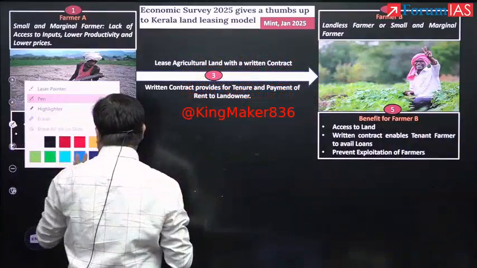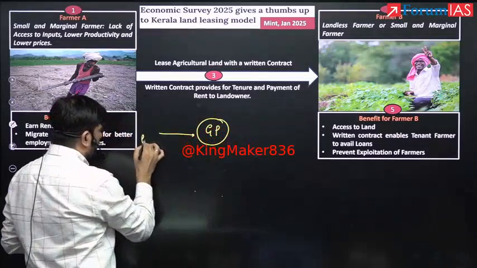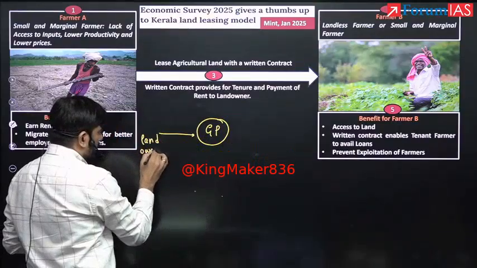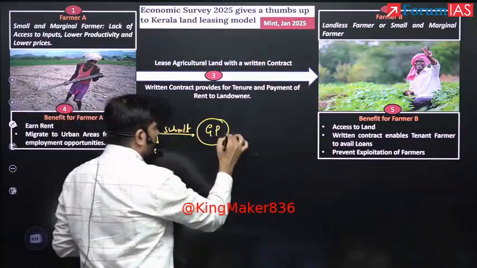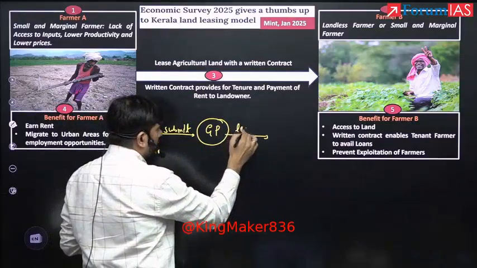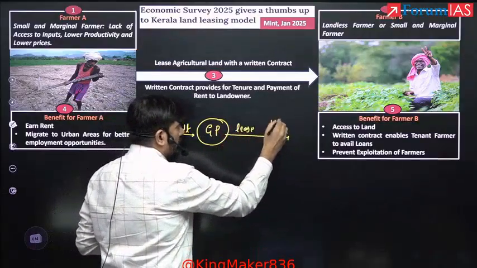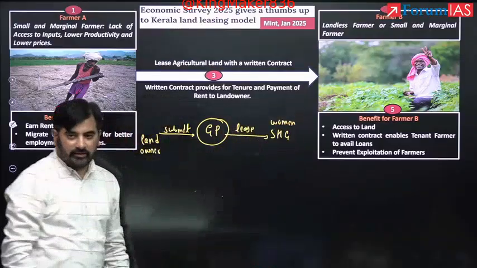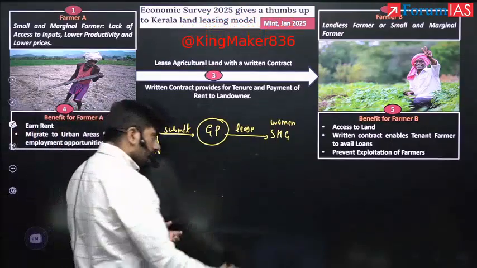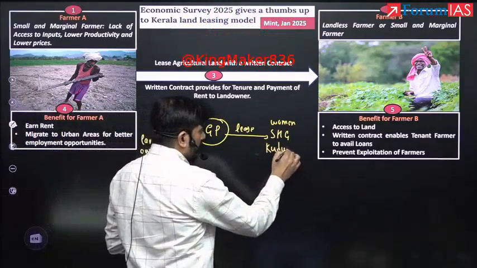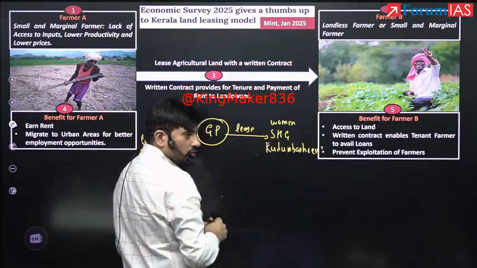You have Gram Panchayat, you have land owners. They submit their papers to the Gram Panchayat, and what Gram Panchayat is doing on behalf of the land owner, they are leasing the agriculture land to women SHGs, self-help groups. What is that famous SHG from Kerala? They are leasing agriculture land to the women SHG, that is Kudumbashree.